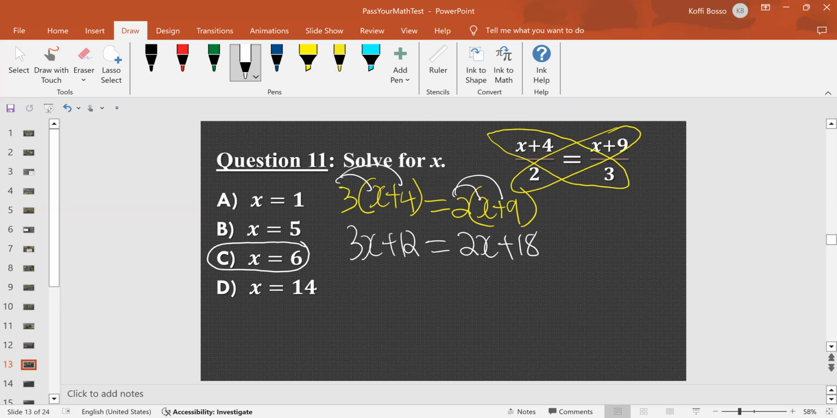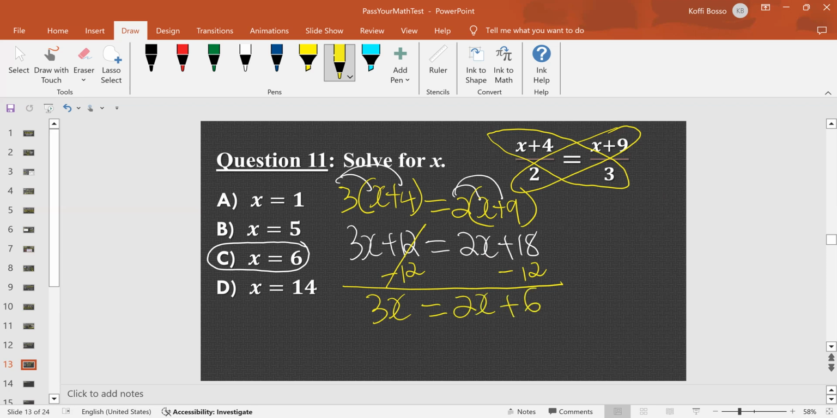That's the way you're going to remove the parentheses. So you distribute what you have outside. Okay, after that, we'll try to remove this 12. So we're going to subtract 12 on both sides. Doing that, we get 3x is equal to 2x plus 6.